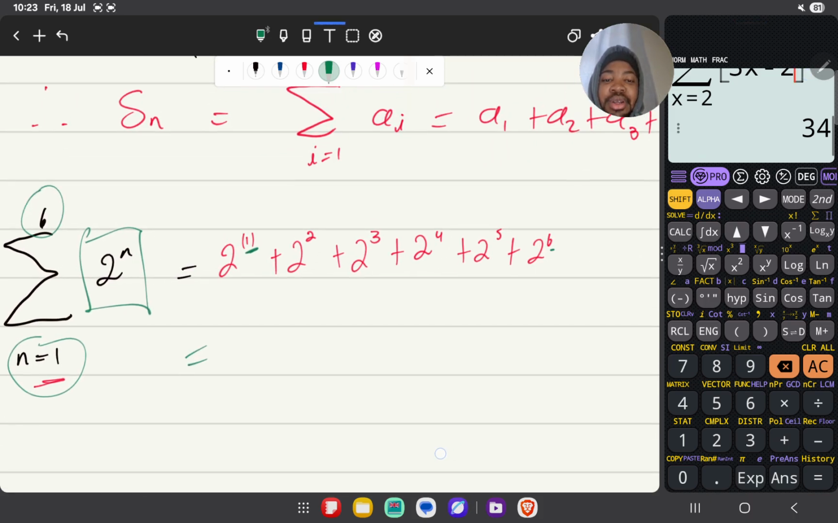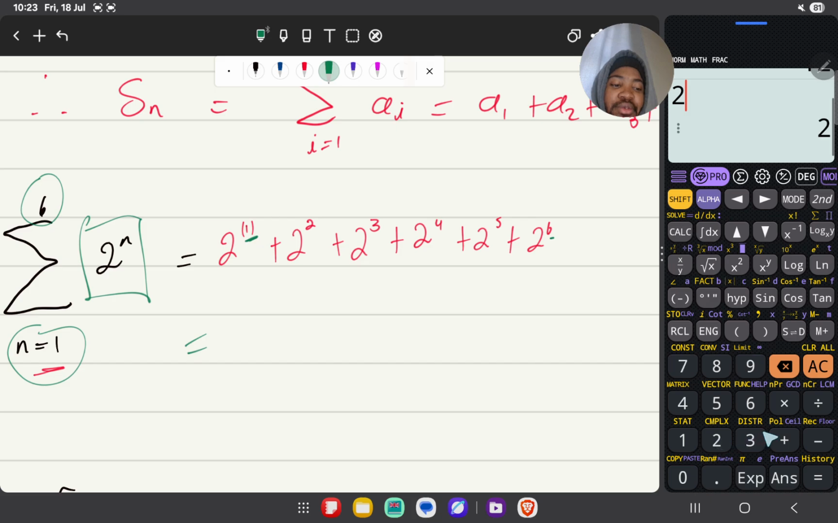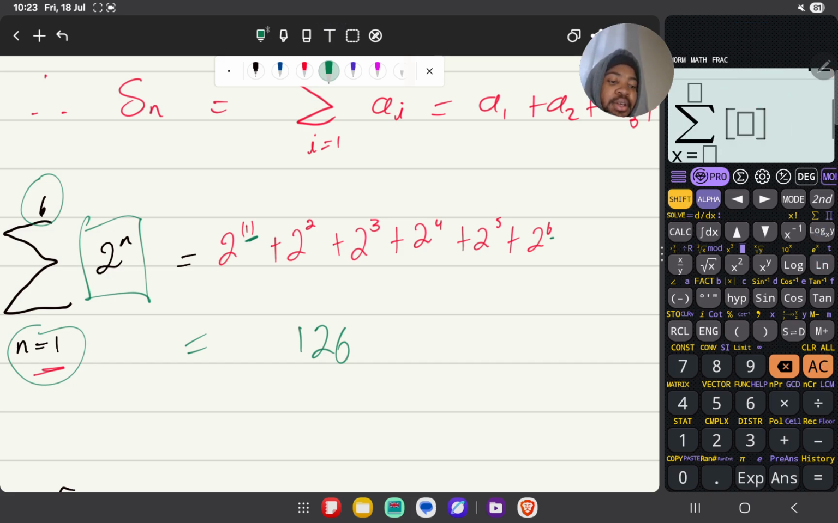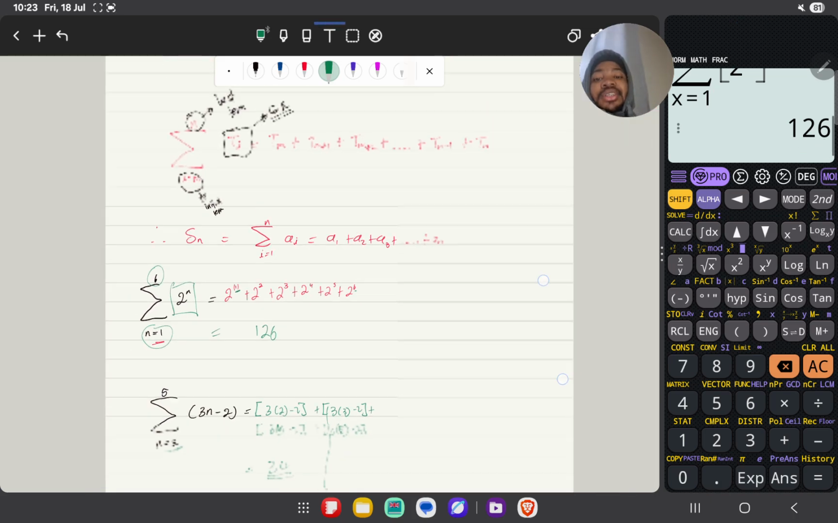Let's test for this one. I'll do it manually. First you have 2 plus 2 to the power of 2 plus 2 to the power of 3 plus 2 to the power of 4 plus 2 to the power of 5, then 2 to the power of 6, right? I am getting 126. Therefore here I go shift, it's 2 to the power of alpha x, and then it's 6. This is 1, and I have 126. Do you see it, guys?